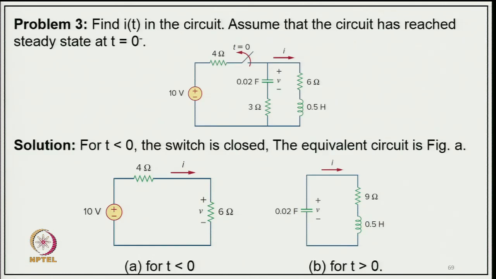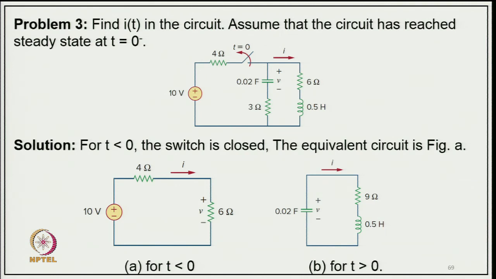Now, coming to problem 3, find i(t) in the circuit, assuming that the circuit has reached steady state at t equal to 0 minus. For t less than 0, the switch is closed and the equivalent circuit is shown here. When the switch is closed, the capacitor behaves like an open circuit and the inductor behaves as a short circuit, so the circuit will be in this manner.